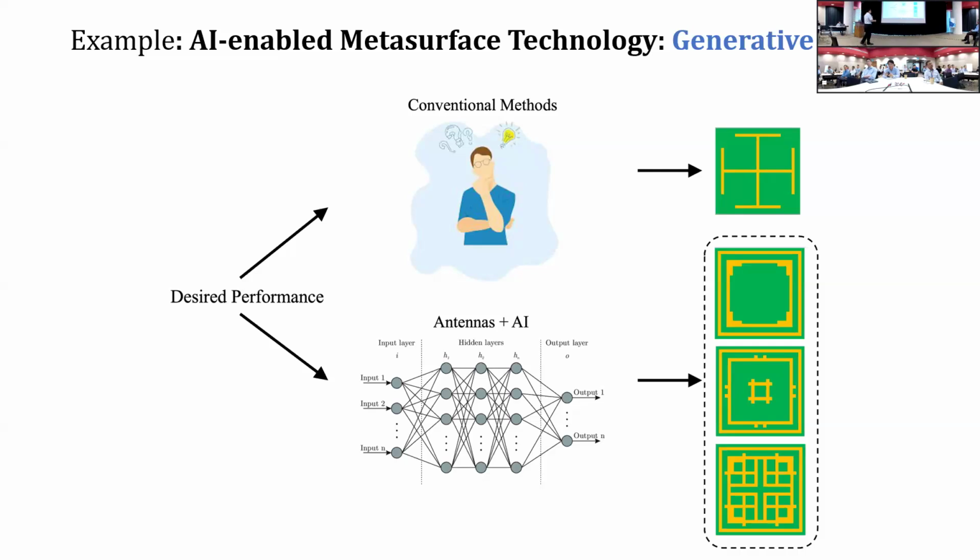But if we go for generative design, that means we go for the gain. We can use a neural network to generate multiple designs with very complicated shapes. With the conventional approach, we just get one design which almost meets our requirement. But with the neural network, we can generate multiple solutions which all meet the requirement.